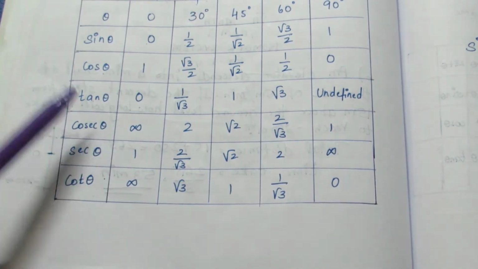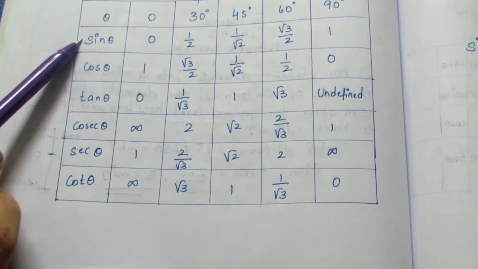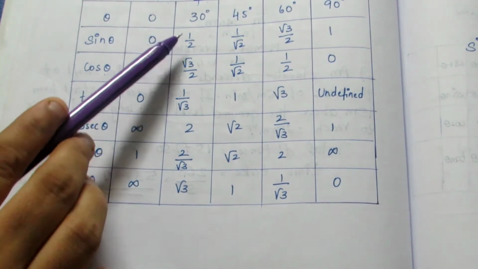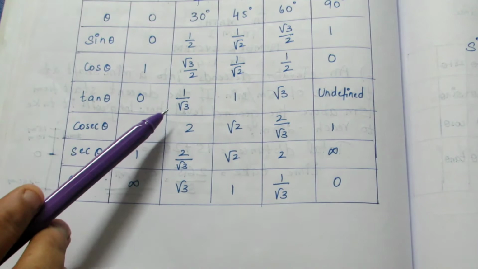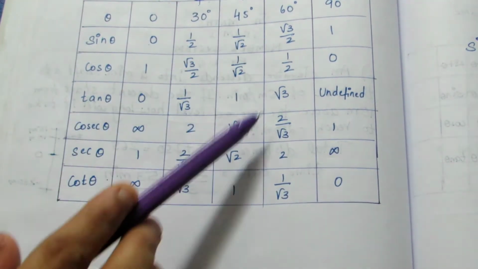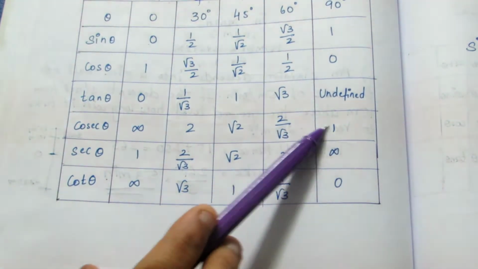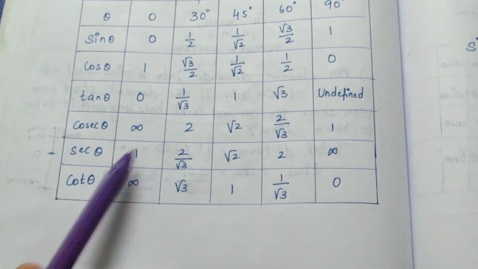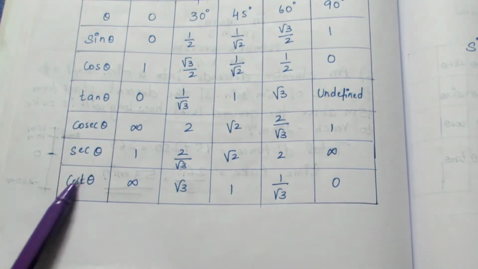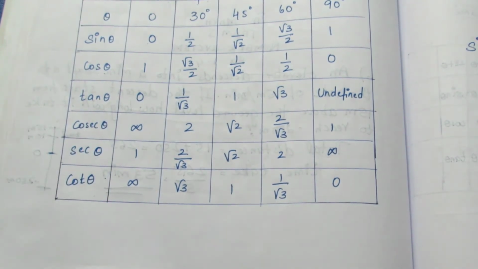For cosecant, it is the reciprocal of sine. So 1 by 0 will be not defined, 1 by half, the reciprocal will be 2, so root 2 here, and 2 by root 3, 1. Similarly for secant, it is the reverse. And for cot, the reverse of the tan will be your cot. So this table we have learned in 10th standard.